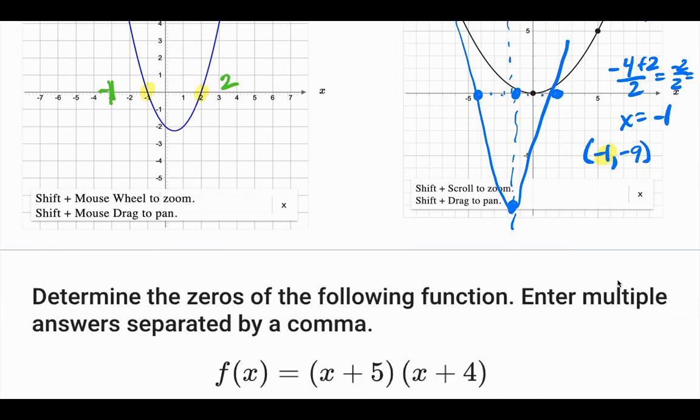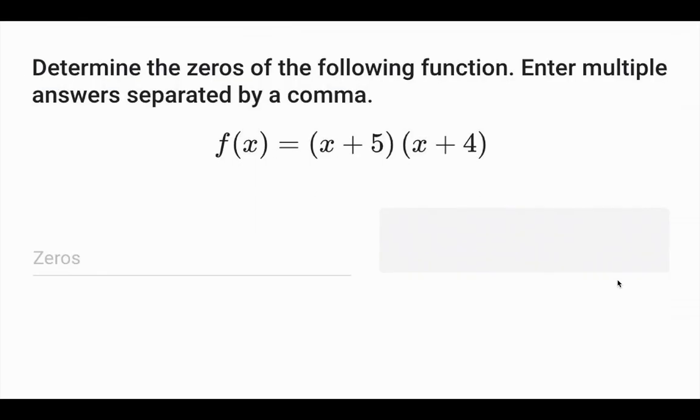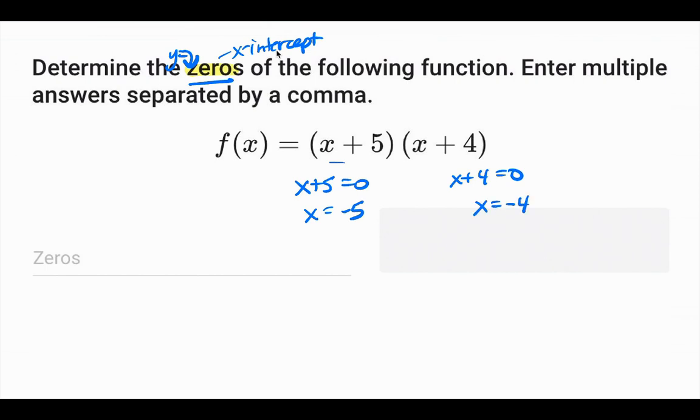So that's factored form. Zeros, this gets some students. Zeros means the same thing as x-intercept, because y equals 0. When y equals 0, what is the value? So basically, what is the x-intercept? All you have to do is set x plus 5 equal to 0 and x plus 4 equal to 0. So x equals -5 and x equals -4. It says enter multiple answers separated by a comma, so we just put -5, -4.